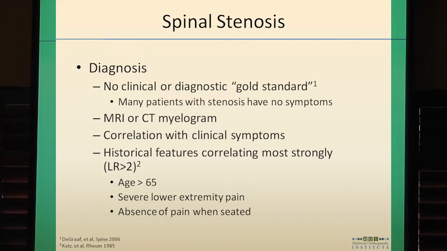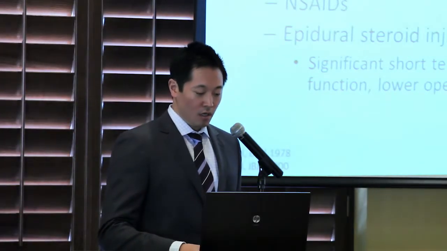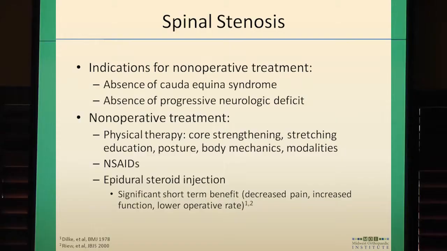These are the types of things that correlate most strongly with the syndrome of spinal stenosis. So patients over 65, extreme lower extremity pain, and absence of pain when seated. Indications for non-operative treatments, same thing as disc herniations. Non-operative treatment itself, almost the same thing as disc herniations.